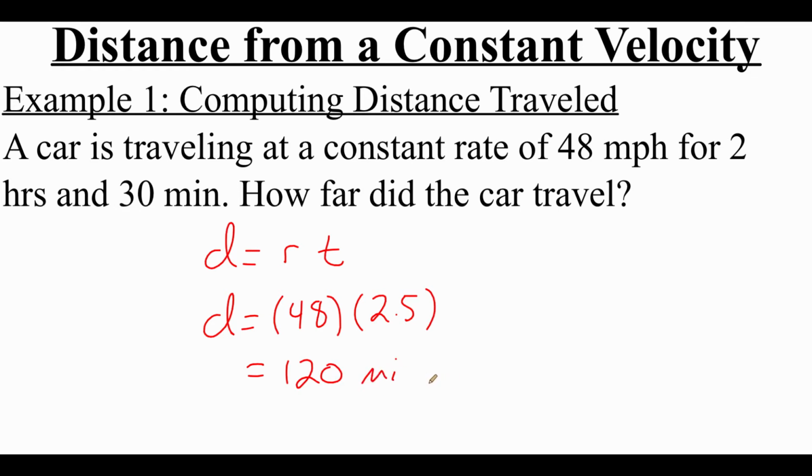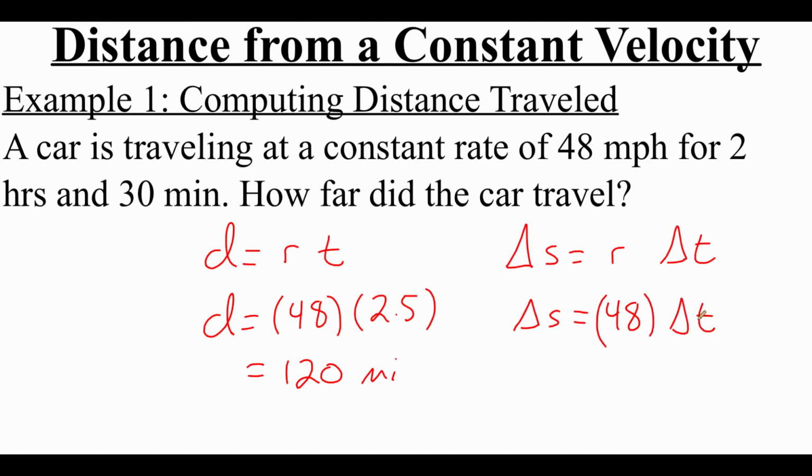Now this problem is somewhat similar to what we saw happening back in 11.1. But in 11.1, we called our distance traveled delta S, and we called our time delta t. Now I'm going to leave the rate as r in here. So what I could say is that delta S is equal to that 48 mile per hour rate times delta t. And then what I could do is divide that delta t over to the left-hand side to get delta S over delta t equals that 48 miles per hour. And back in 11.1, this delta S over delta t, we called that our average rate of change.